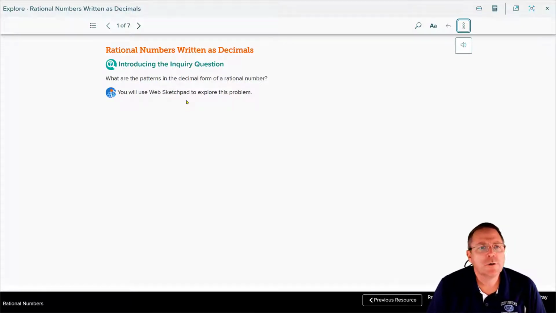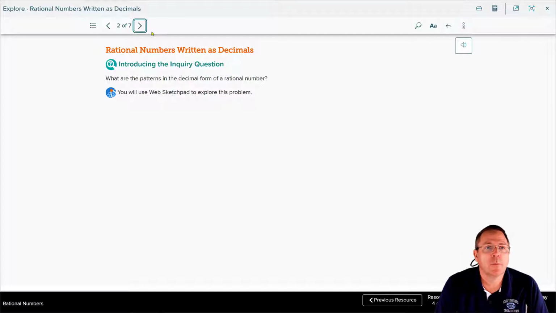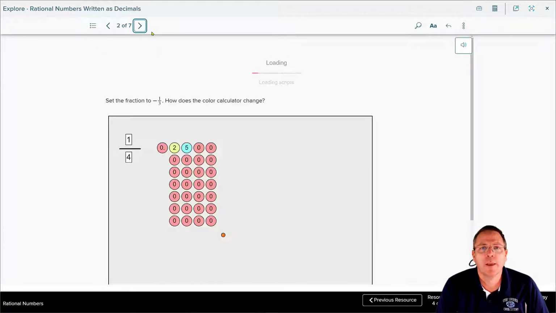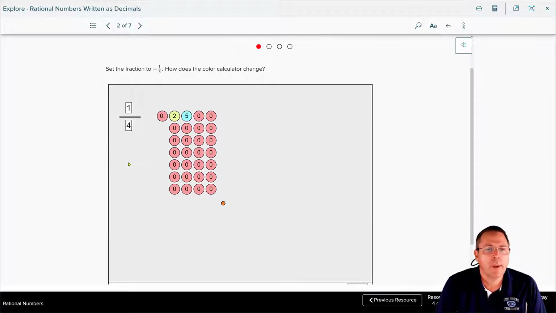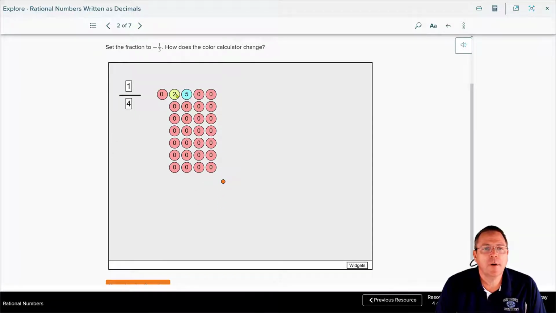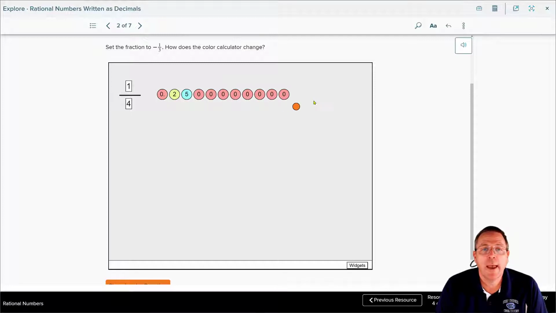Our inquiry question says, what are the patterns in the decimal form of a rational number? So let's take a look at that. The first number we're going to look at is going to be 1 over 4. And you can see that 1 divided by 4 gives you 0.25, which is what we generally refer to as a terminating decimal. The textbook still considers this to be a repeating decimal because it repeats all these zeros after the 5. If you kept dividing, you just keep getting 0 there.